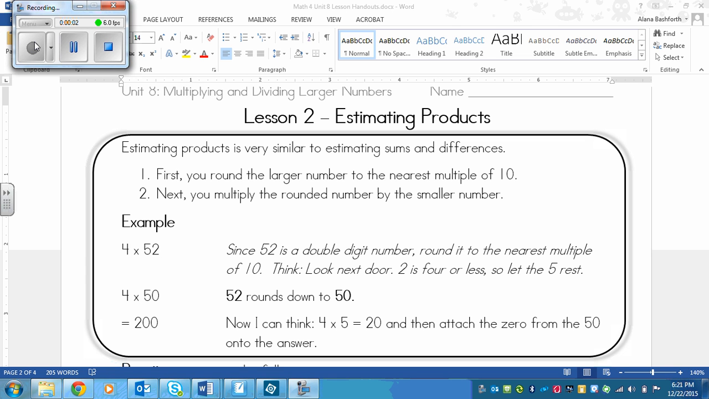This is a lesson on estimating products. So product, remember, is when you multiply. And then the product is your answer. So estimating products is very similar to estimating sums and estimating differences.